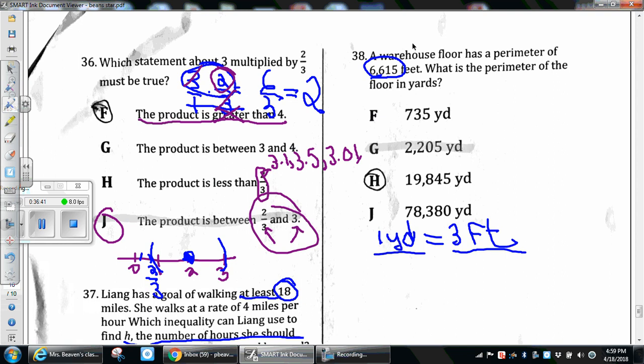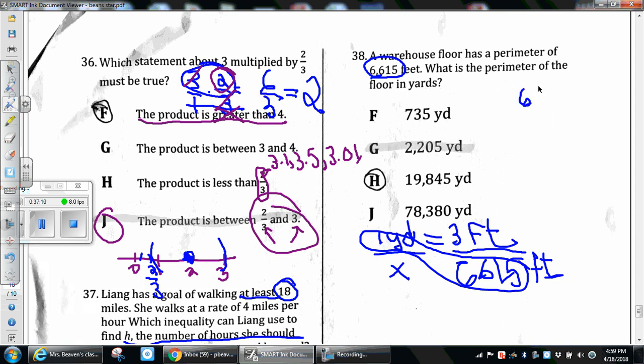Now we have here the perimeter in terms of feet, so we're going to put it here: 6,615, and this is in feet. And so the question is, what is the perimeter of the floor in yards? So here, this is what we're looking for. So what we're going to do is multiply the ones that are across in a diagonal. So we will have 6,615, and then we're going to divide by this number. So I'm going to do a long division here.